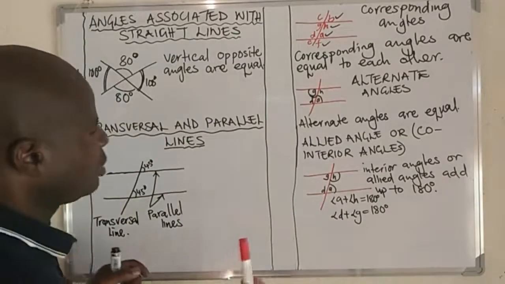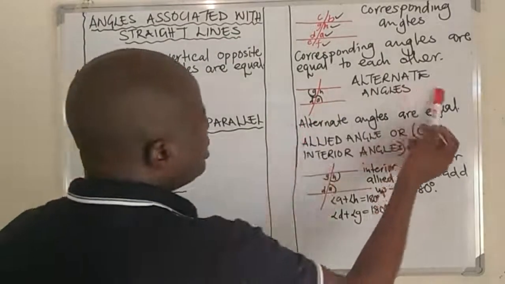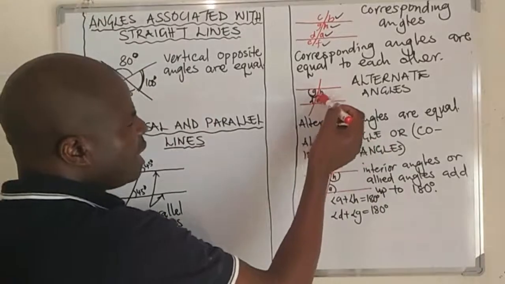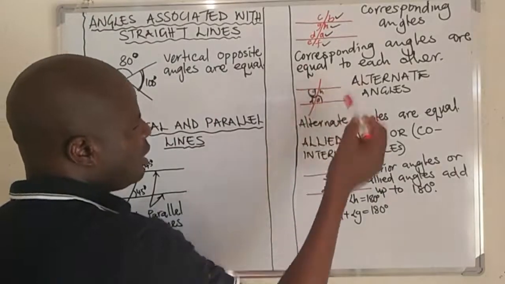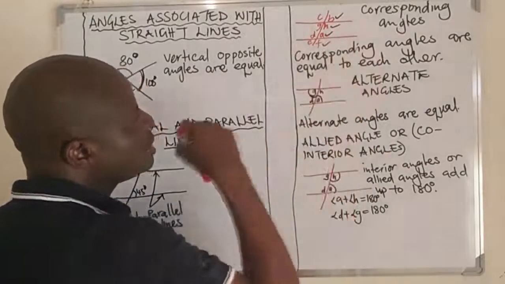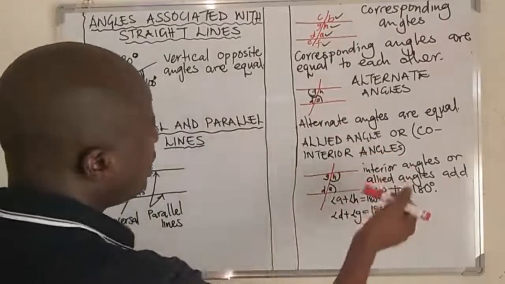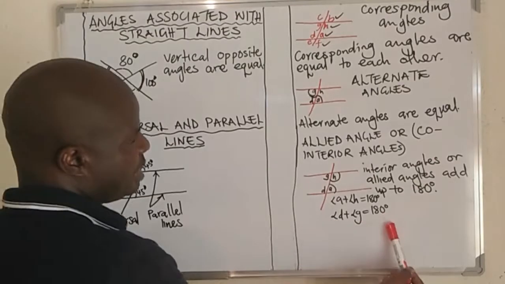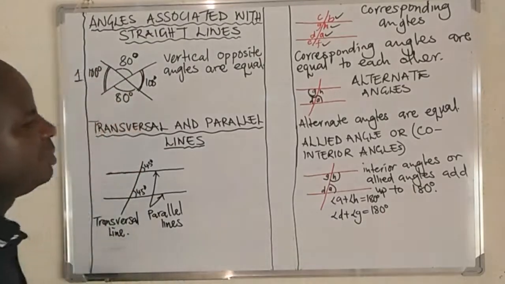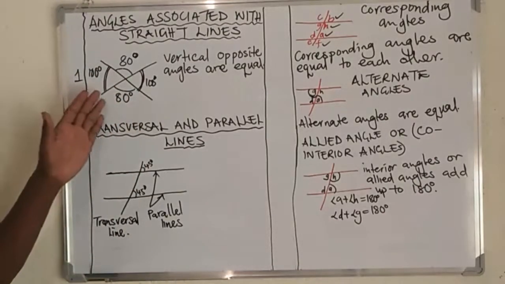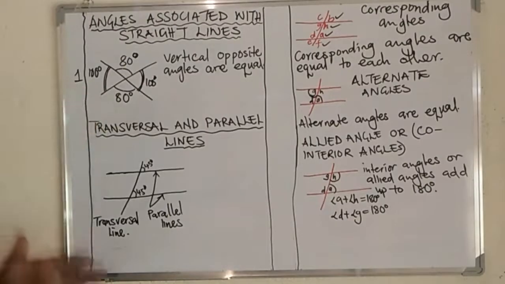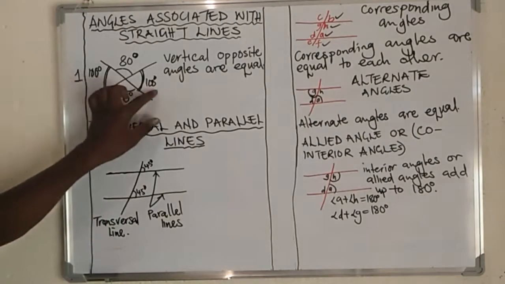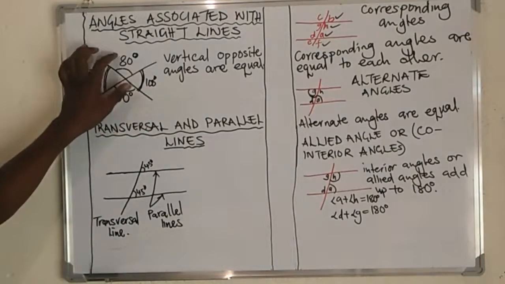Then alternate angles, we have this angle here and that angle, they are equal. Then allied angles or co-interior angles, they add up to 180. Then we talked about the two straight lines that are crossing each other. They form vertical opposite angles. So we said this angle is equal to this angle and this angle is equal to this angle.